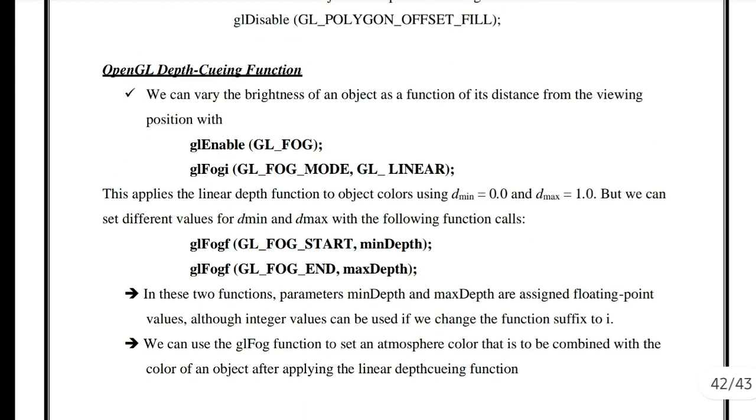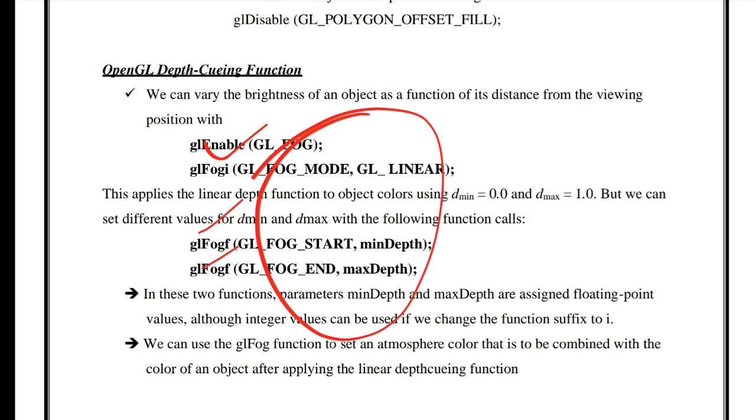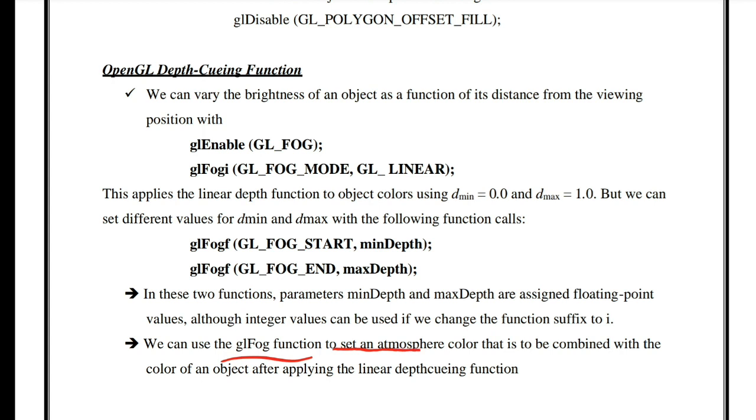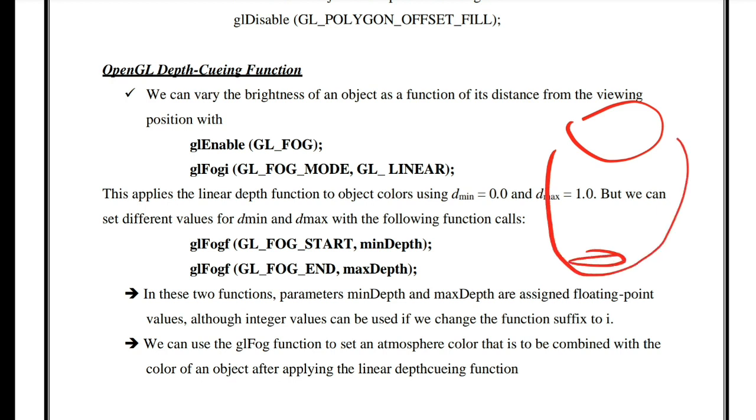The OpenGL depth queuing function is also the same thing. You enable fog; glFogi means integer values and glFogf means float values, and glFog is used to set an atmosphere color that is to be combined with the color of the object after applying the linear depth queuing function. Depth queuing means what color should be visible in the depth. If it is a blue pot, it will be dark blue at the end. If it is a yellow pot, dark yellow will be at the end. So like that, what should be displayed is specified as the atmosphere color using the glFogf functions.